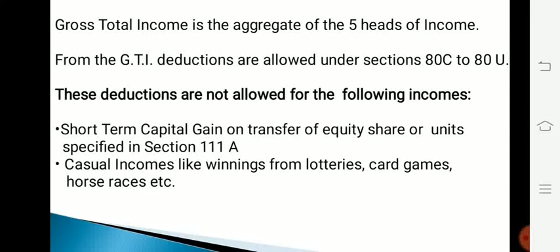And these deductions are not allowed for the following incomes: short-term capital gain on transfer of equity shares or units specified in section 111A, long-term capital gain, casual incomes like winnings from lotteries, card games, horse races, etc.